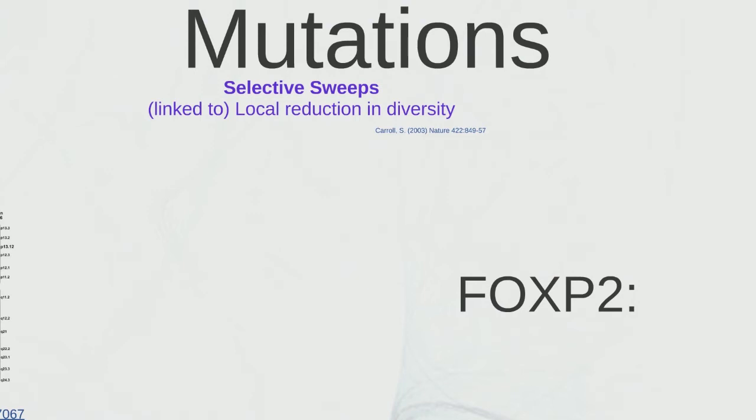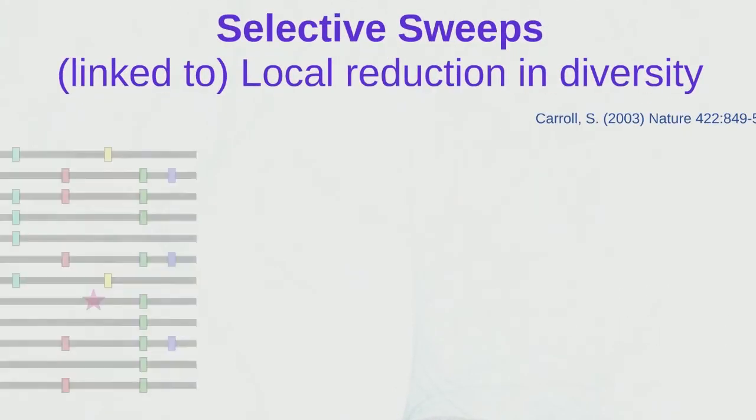Well, what if we both have the same gene, but we have different mutations? Obviously, that's the case for many of our genes, almost all of them. One way to look for this, I'll show you a quick genetic thing, is called selective sweeps.